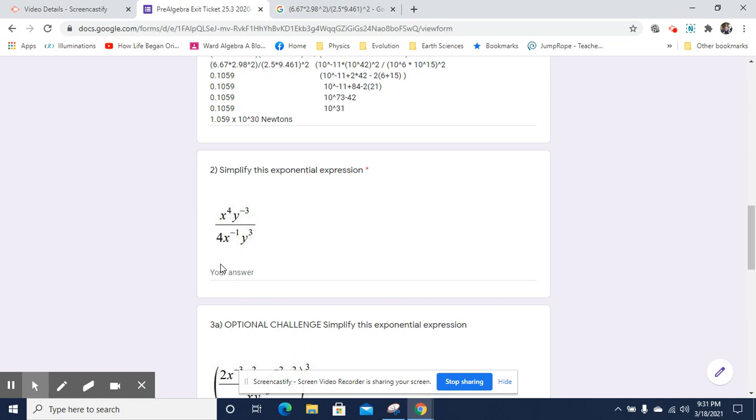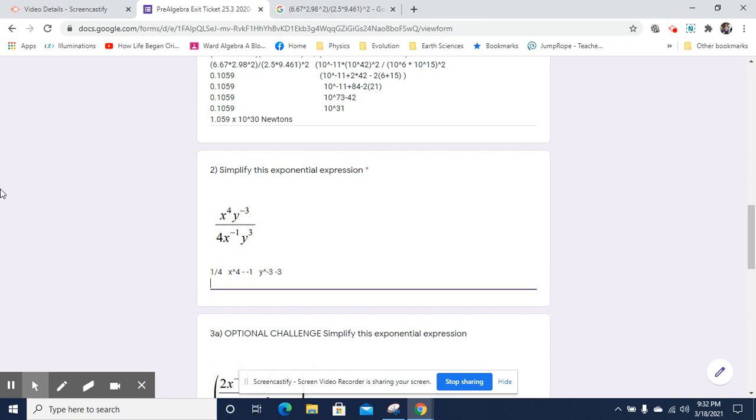Now we're going to simplify this one. So I've got x's and y's, and I've got a 4 in the denominator. So that 4 is going to just sit there because it's not really doing anything. So I'm going to have a 1 over 4. We can just leave that there. We're going to have an x to the 4 minus negative 1. And we'll have a y to the negative 3 minus 3. We can simplify further. 1/4.